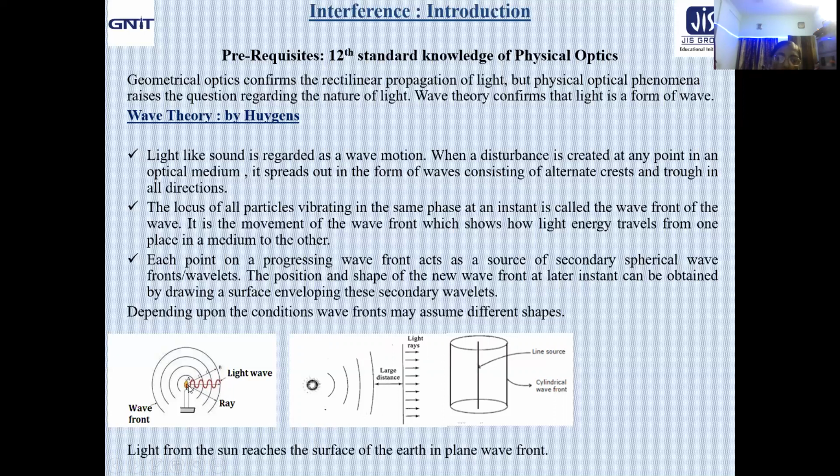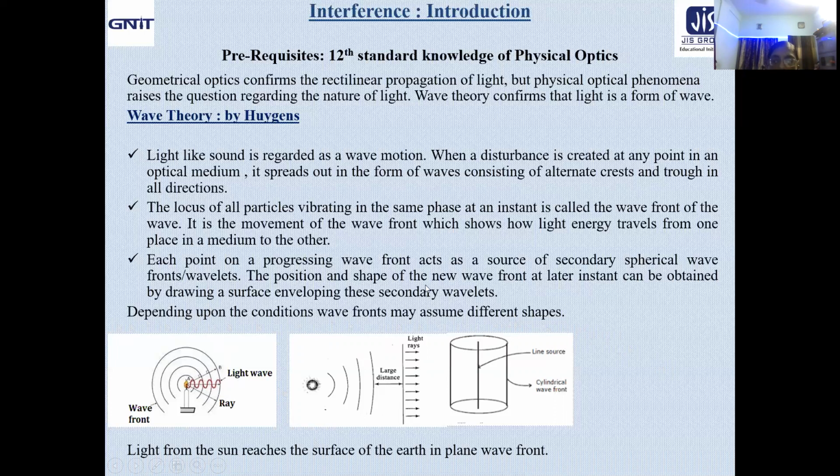A point source at a small distance gives you a spherical wavefront, but a point source at a very large distance gives you a nearly plane wavefront, whereas the line source gives you the cylindrical wavefront. That means, depending upon the conditions, wavefronts assume different shapes.